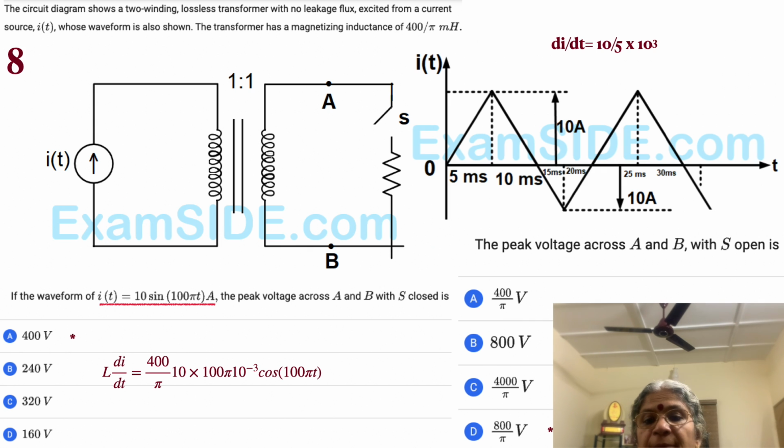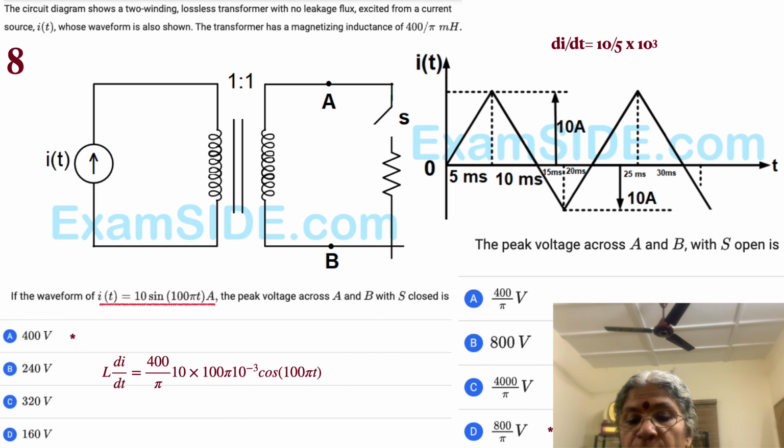So it's simply L di by dt. What is L? 400 by pi. What is di by dt? We have 400 by pi multiplied by 10, then di by dt gives you cos, of course, and then omega comes out, which is equal to 100 pi. And then of course 10 raised to minus 3 because of the millihenry. So all put together, 400 by pi, 10 into 100 pi into 10 raised to minus 3 gives us a voltage equal to 400 volt. That's the peak voltage we are getting, because it has the sine quantity. We are not supposed to divide by root 2, and what is asked is the peak value.